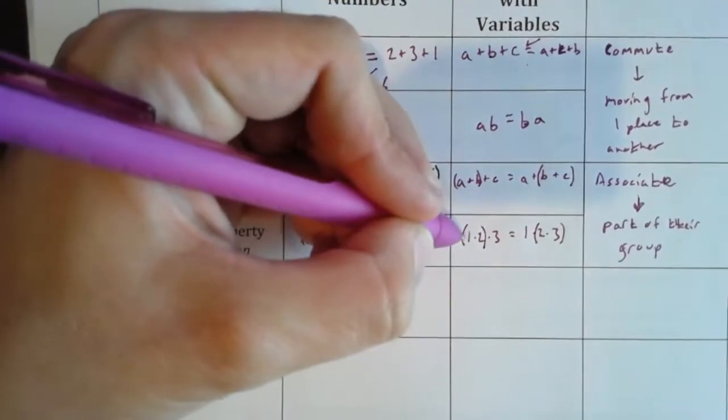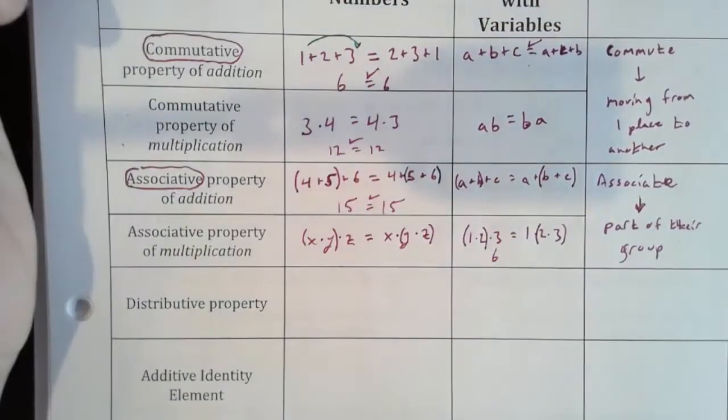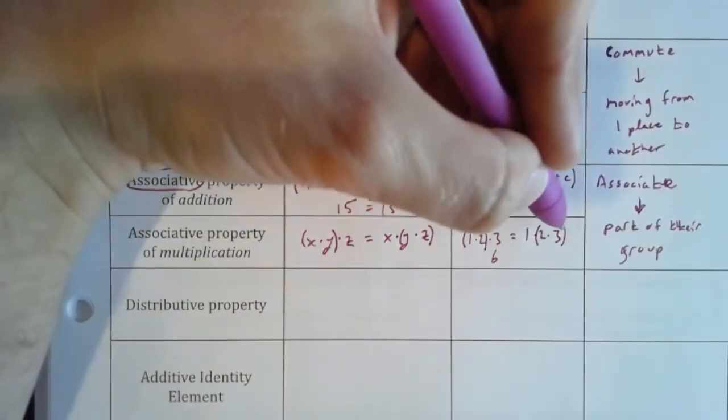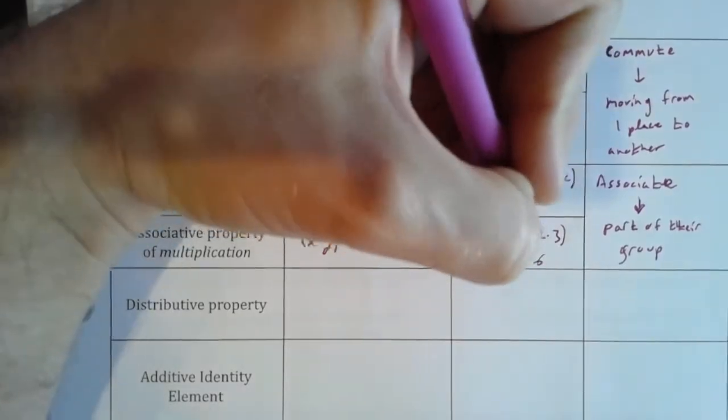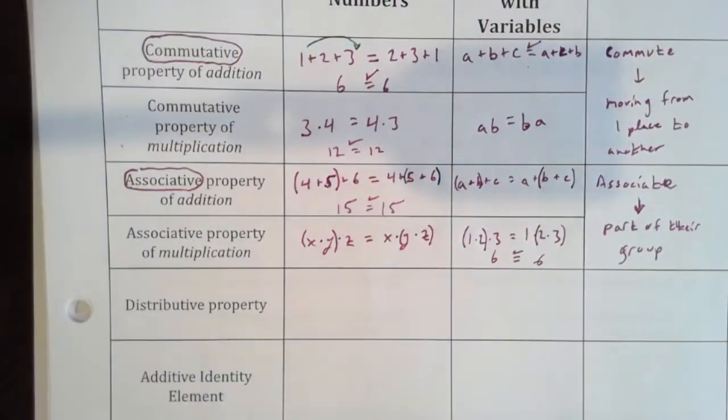1 times 2 is 2. 2 times 3 is 6. 2 times 3 is 6. 6 times 1 is 6. It doesn't change anything.